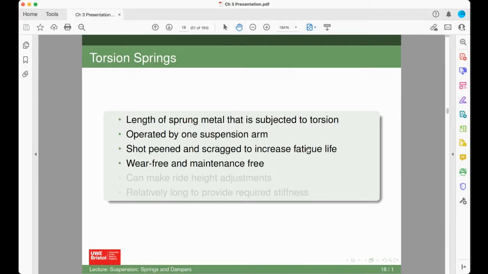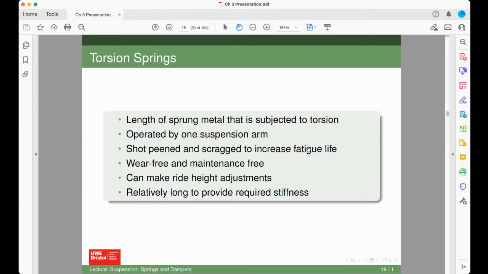Obviously, if it breaks, you will replace them. Okay. And interestingly, one of the things with the torsion spring is that it is very straightforward to make ride height adjustments. You just need to alter the clamping point of the torsion spring, and so you can make that quite easily sort out the ride height. Okay, but obviously one of the disadvantages is the space constraints. They're not actually that big themselves, but depending on how you've implemented it, you need quite a long space to achieve the required stiffness.